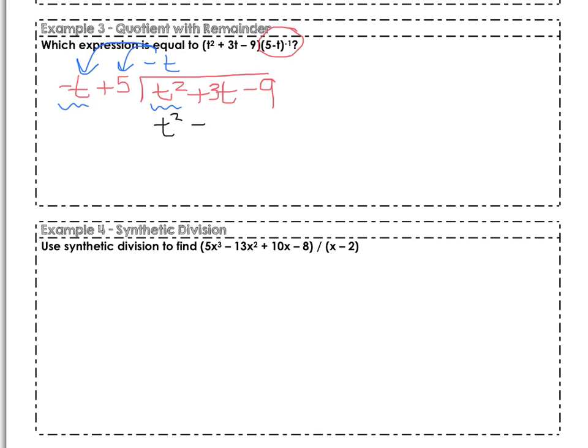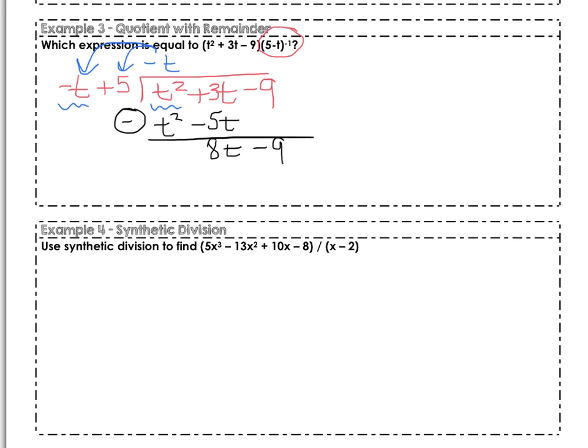Negative t times 5 gets me negative 5t, and now I'm going to subtract down. T squared minus t squared will cancel out. 3t minus negative 5t becomes a positive 8t. And the negative 9 also gets brought down because it doesn't have anything to combine with.